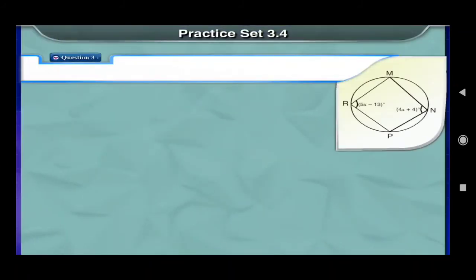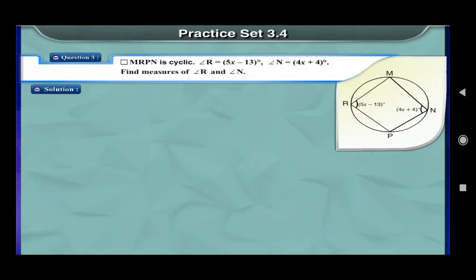3. Quadrilateral MRPN is cyclic. Angle R is equal to 5x minus 13 degrees, and angle N is equal to 4x plus 4 degrees. Find the measures of angle R and angle N. Solution: quadrilateral MRPN is a cyclic quadrilateral. Therefore, its opposite angles are supplementary.